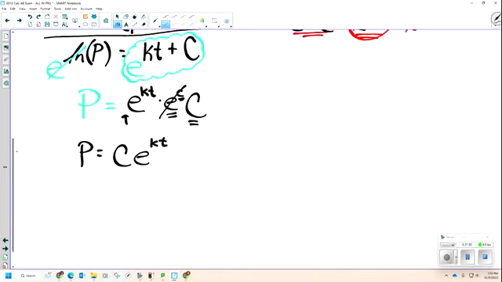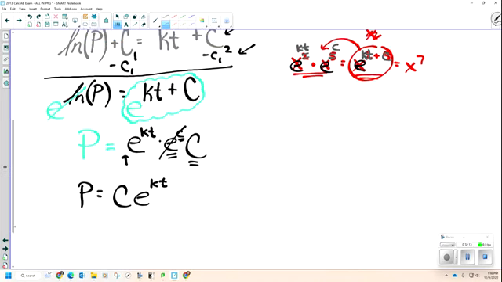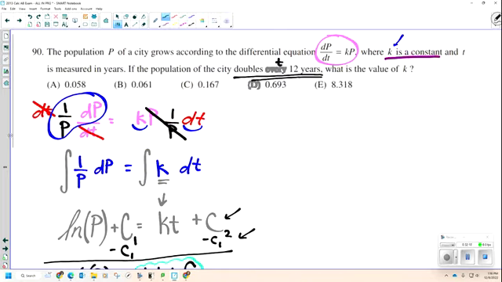So let's go all the way back up to our problem. Told you this is like a free response question. The population doubles every 12 years. Well, T is time, right? So let's come up with a little scenario down here. We've got P equals C times E to the KT. Well, at time 0, at the beginning of our thing, let's call our population, we can call it anything. Let's make it simple. 1.